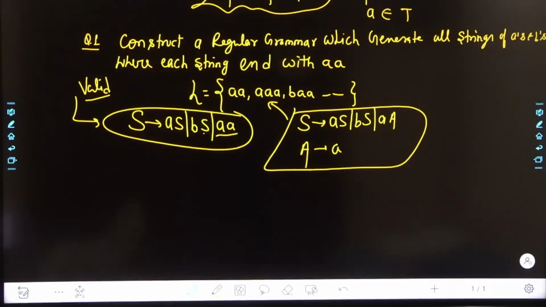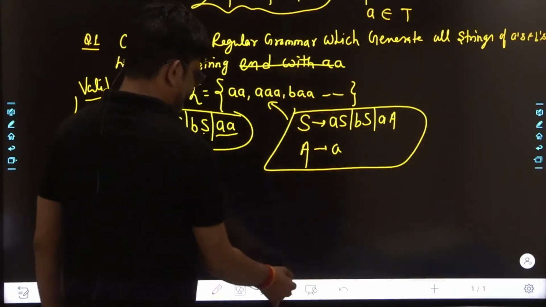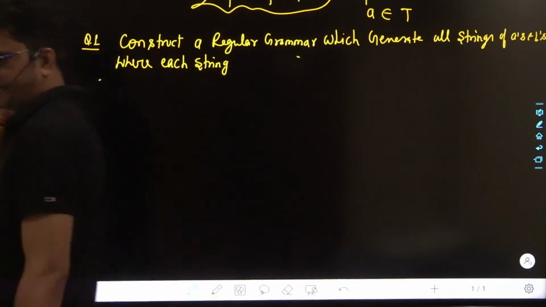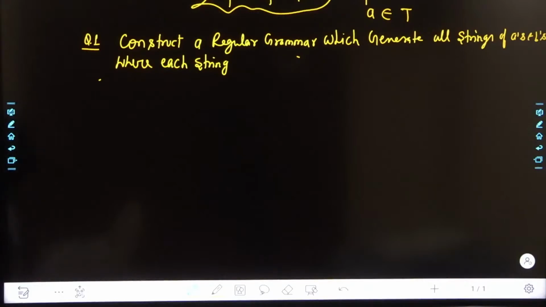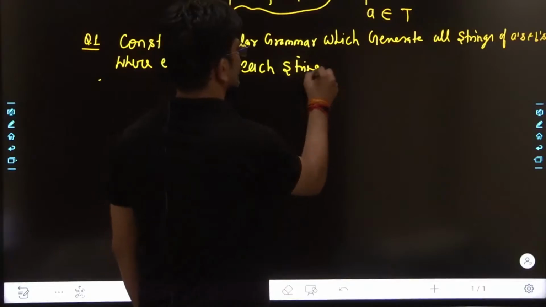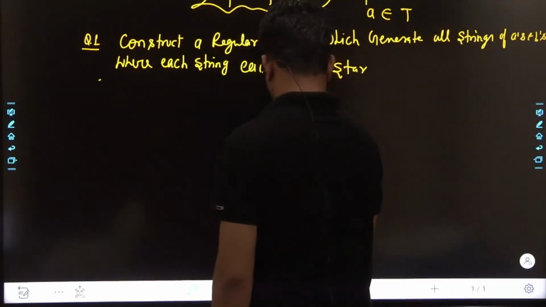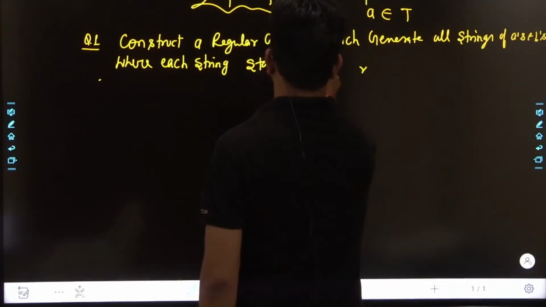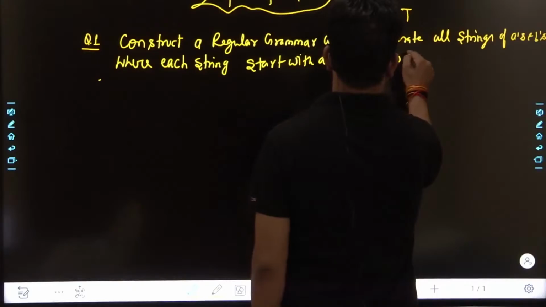Start with A, end with A. Construct a regular grammar which generates all strings of A's and B's where each string starts with A and ends with A.